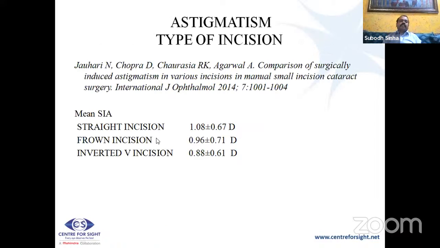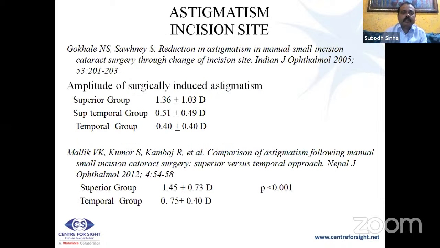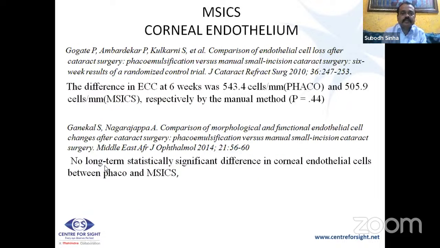Then there was one study which compared different types of incision and the surgically induced astigmatism. They found it was more in the straight incision compared to the frown, and the inverted V incision has the least amount of surgically induced astigmatism. Again, the superior group had more astigmatism compared to the temporal group in both the studies. There was one study which compared the endothelial cell loss between the two methods, and that was not significantly different between the two groups. Both the studies have shown the same result.